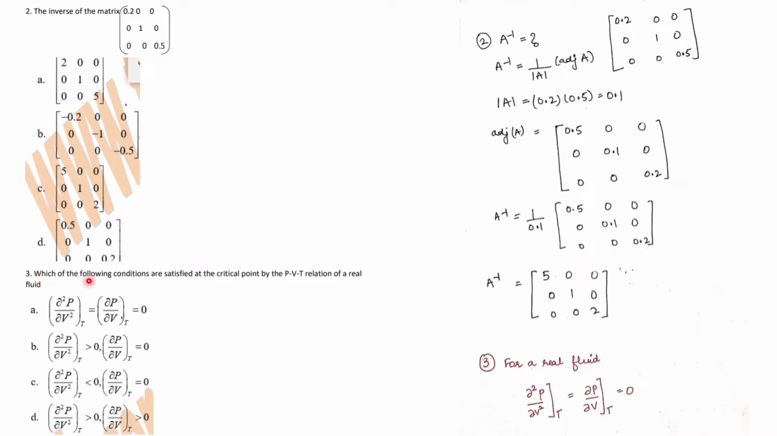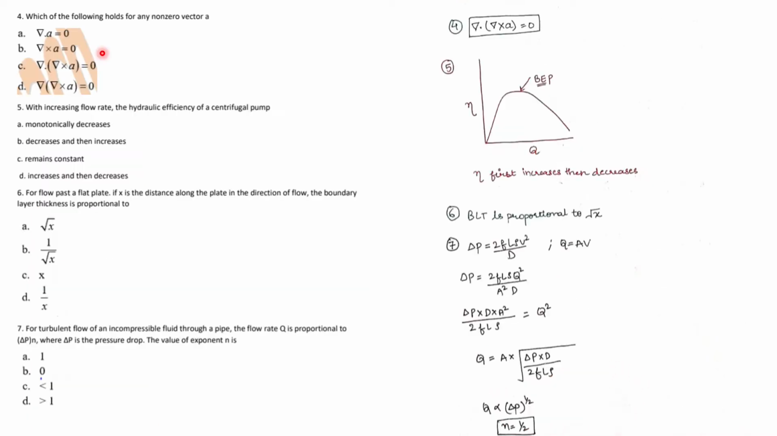Next question. Which of the following conditions are satisfied at the critical point by PVT relation of real fluid? So the correct option is del 2P by del V square at constant temperature is equal to del P by del V at constant temperature is equal to 0. So this is the condition for real fluids. Which of the following holds for any non-zero vector A? So it's a property that the divergence of curl of A is 0, which is option C.